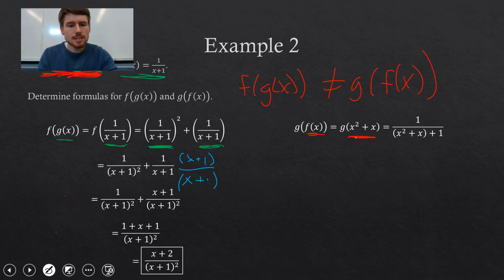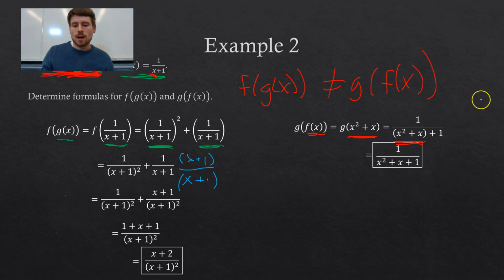And so wherever we see the x in g, so I see an x right here, I'm going to replace it with what's inside the parentheses here. So you can see that x right here gets replaced with x squared plus x, because we're plugging the function f into g. Okay? So that's going to give us 1 over x squared plus x plus 1, which is just 1 over x squared plus x plus 1.